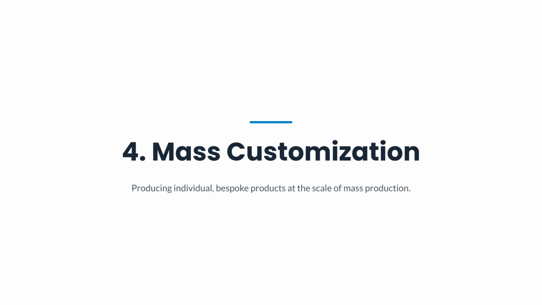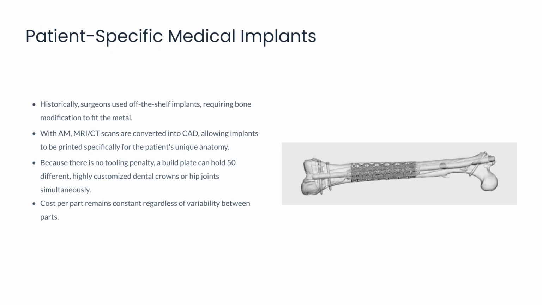Additive manufacturing also enables mass customization, allowing for individual bespoke products at scale. A prime example is in healthcare, where patient-specific medical implants are printed based on MRI or CT scans. Multiple unique parts can be produced simultaneously without any extra tooling penalty.